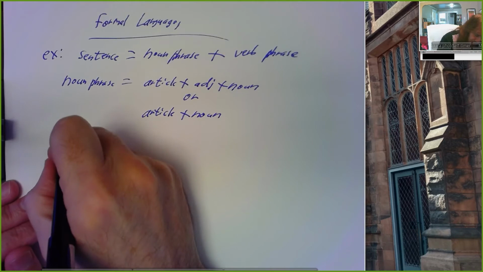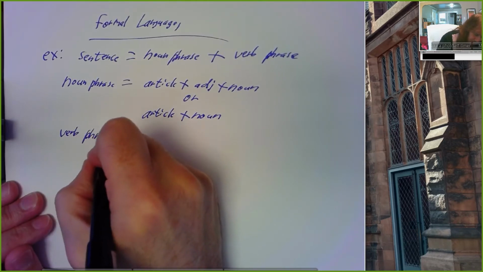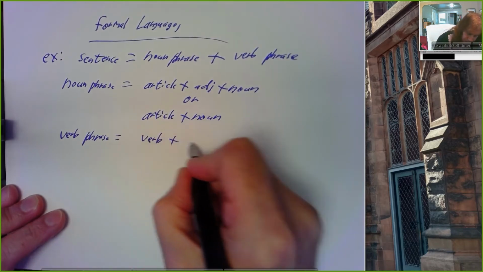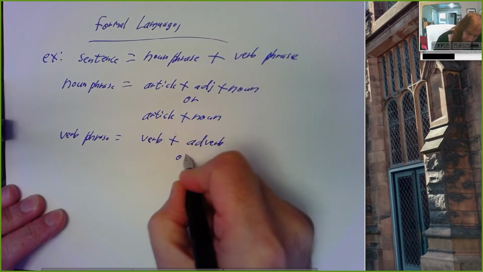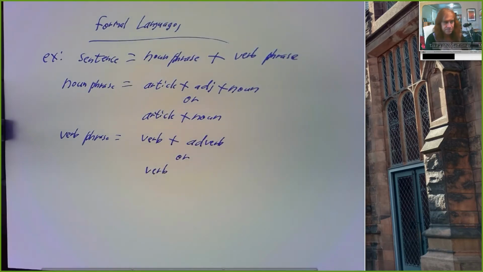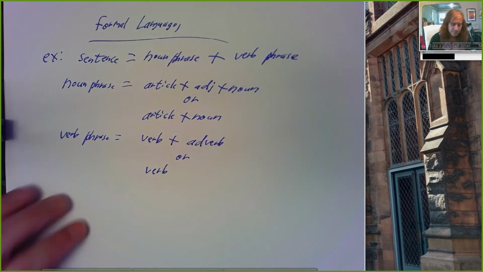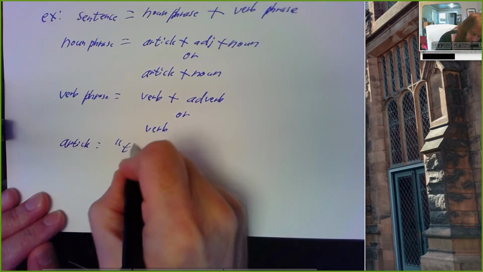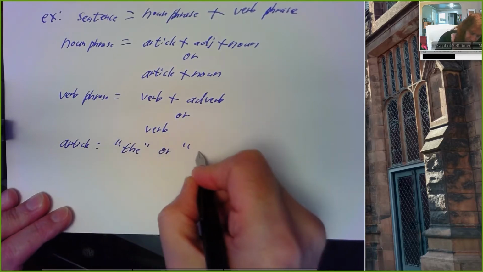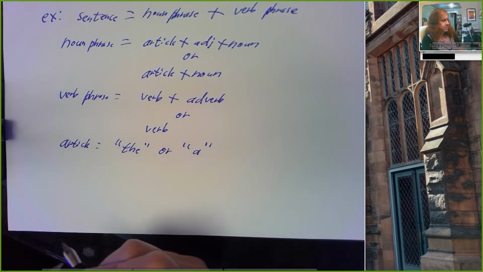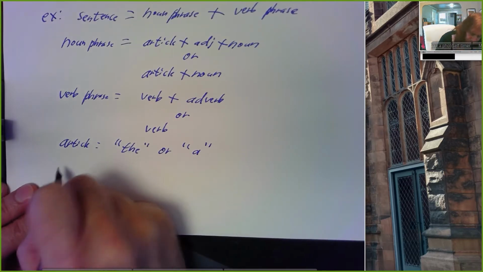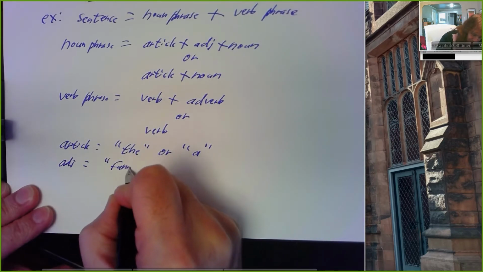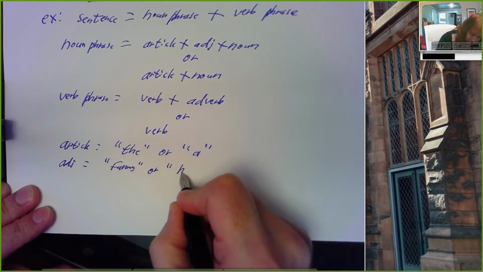And a verb phrase is equal to a verb plus an adverb, or could just be a plain verb. And an article is either the or a. An adjective could be funny or hungry.